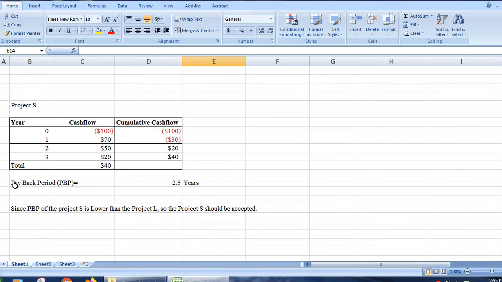Now let's calculate the payback period. Equal to 1 plus, first bracket, beginning of the year divided by total cash flows in the year, close the bracket. Then we get a payback period equal to 2.5 years. So the payback period for project S is 2.5 years. Since the PBP, that means payback period, of project S is lower than project L, project S should be accepted.